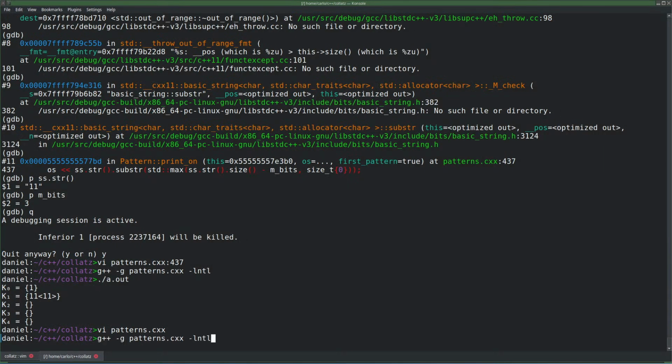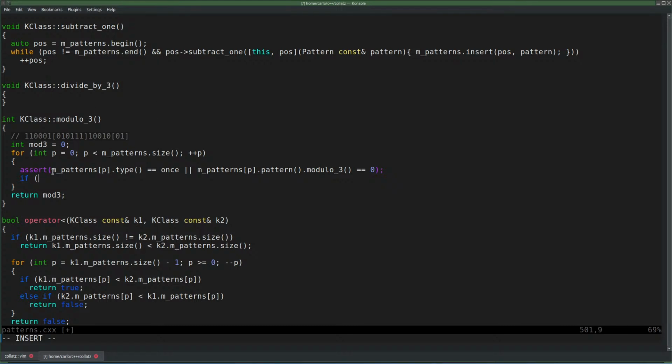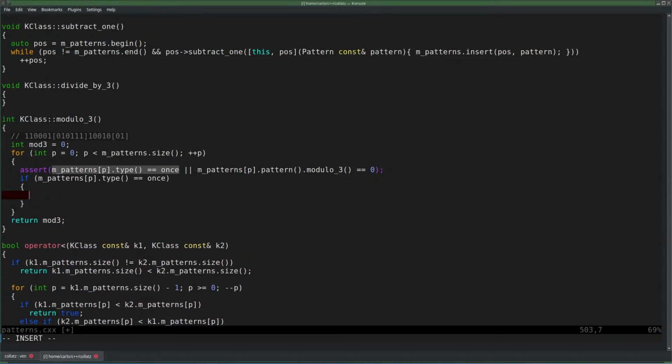Try to compile this first. Oh, it compiled. Okay. Yes, so if it is once, it is not a repeating pattern. So if it is once, then it's okay. If it is not once, then it's a repeating pattern, in which case the modulo 3 of the repeating pattern must be 0. Otherwise we cannot know the modulo of the whole. And if the type is once, then the modulo might be non-zero. So then I update the modulo with, let's just add it. For now, I mean it's 0. The first one, I just get the modulo 3 of that pattern.